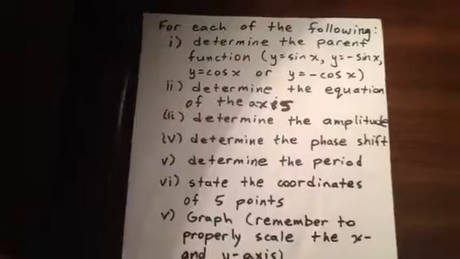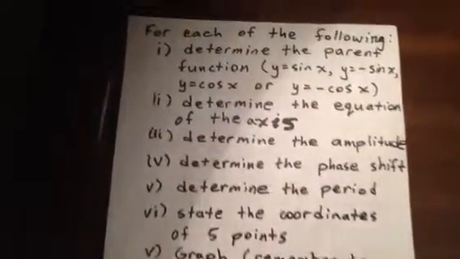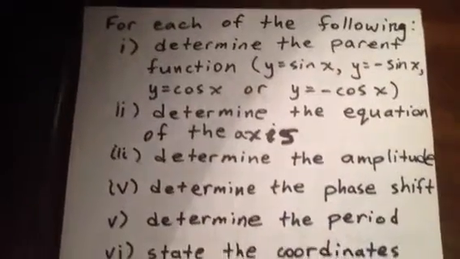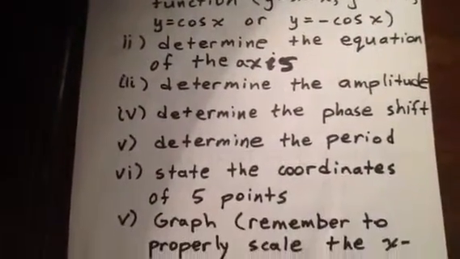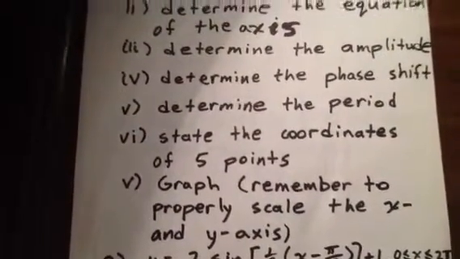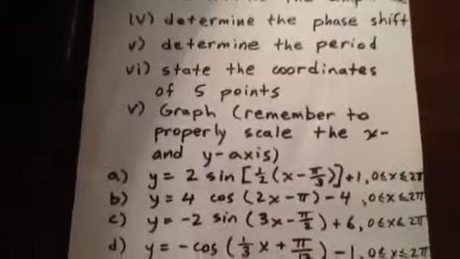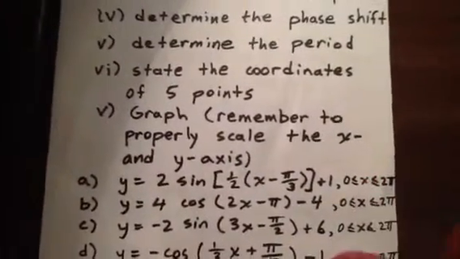So, keeping that in mind, we're then going to take the following approach. After determining the parent function, we're going to determine the equation of the axis, then the amplitude and the phase shift. We're then going to determine the period, and then we're going to be able to state the coordinates of 5 points. We're then going to remember to properly scale the x and y axis, and right now we're doing question A.